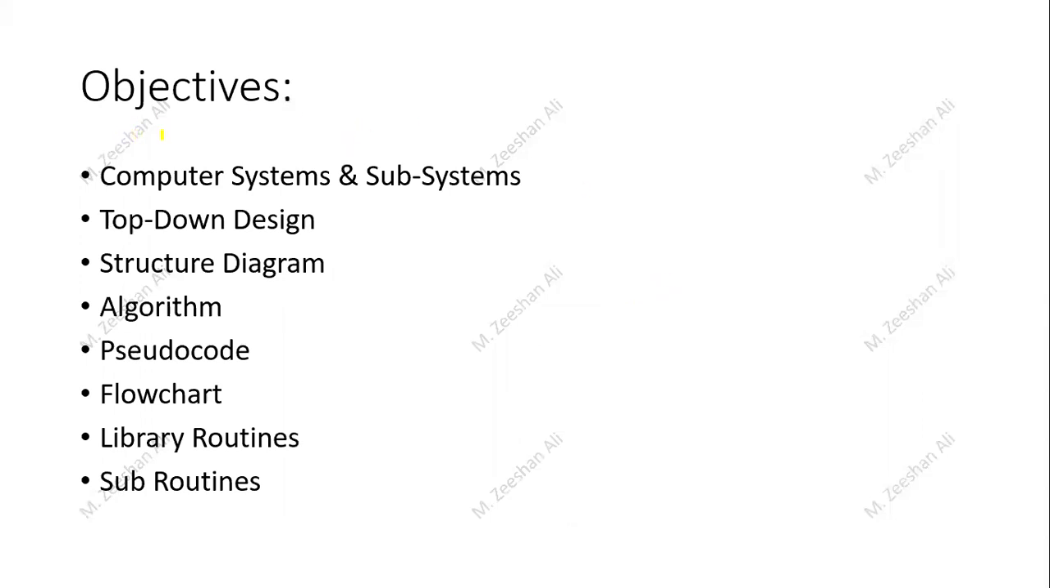Our today's objectives are computer system and the subsystem. First of all, we'll discuss what the computer systems are, what the components of the computer system are, and what is meant by the subsystem. Then we will see the top-down designs, the structure diagrams, algorithms, pseudocodes, flowcharts, library routines, and the subroutines.